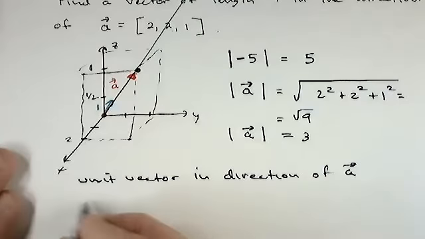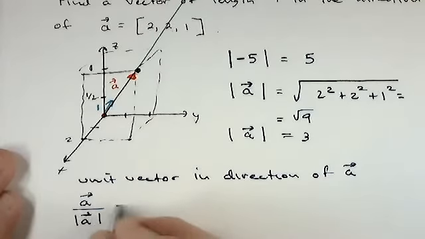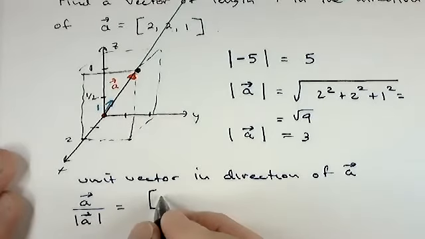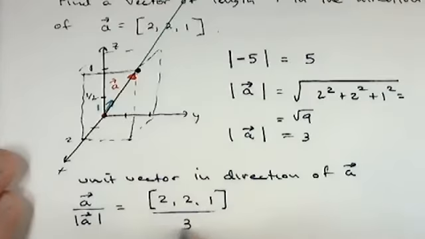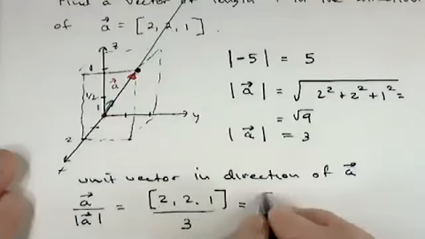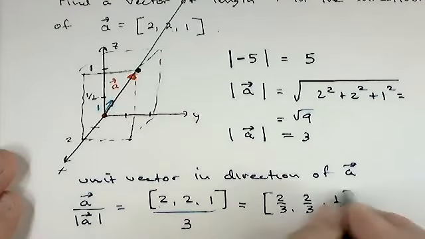How I find that, remember, is you just take A divided by its magnitude. So I take vector A, which was 2, 2, 1. We just found out the magnitude's 3. And what you can do is distribute the 3 evenly into all 3 of those. So you'd get 2/3, 2/3, 1/3.